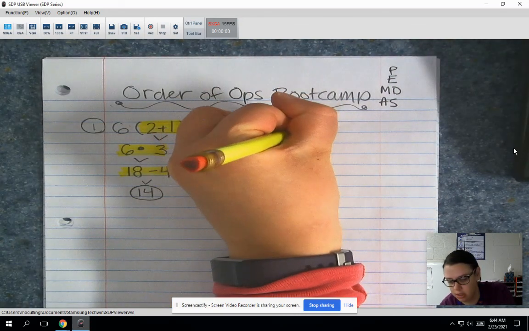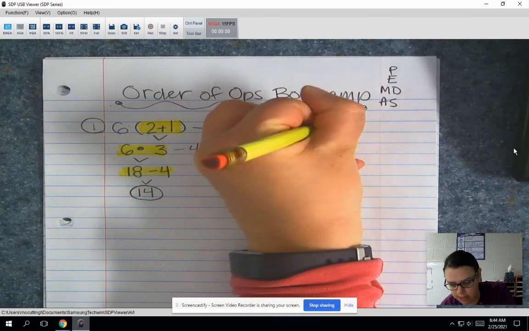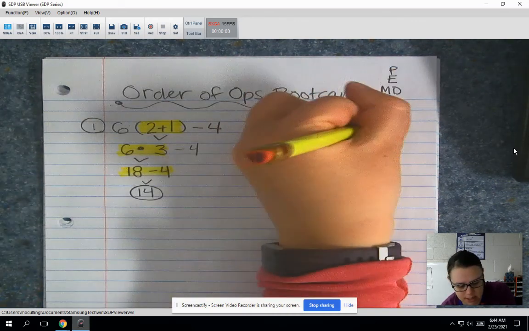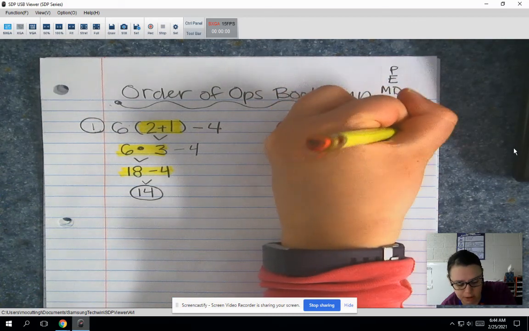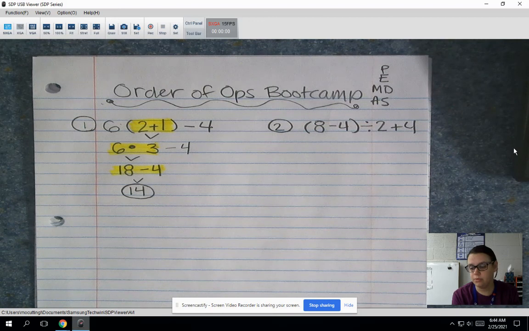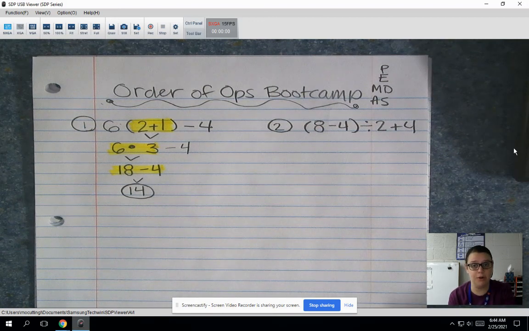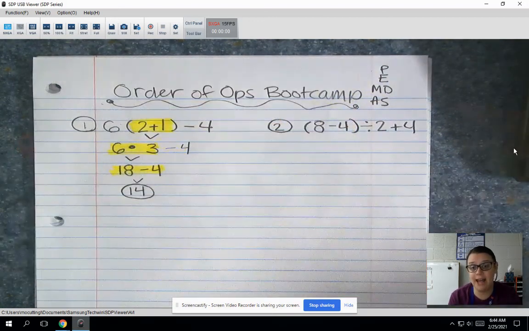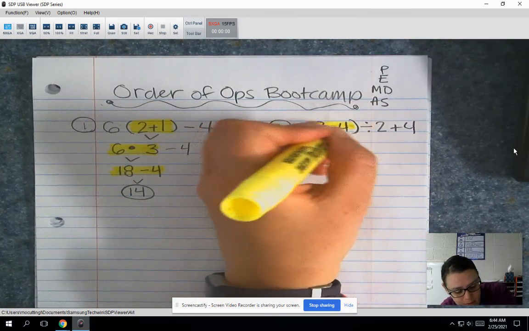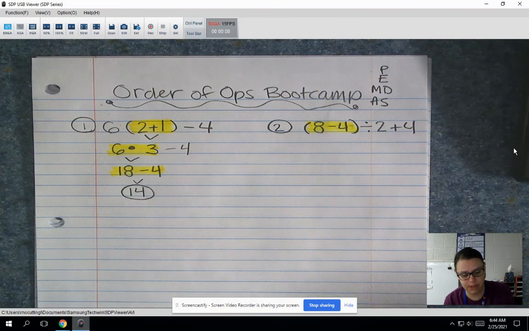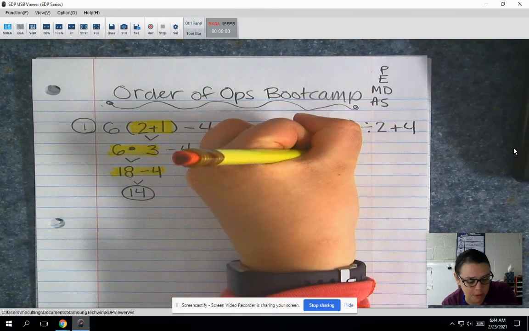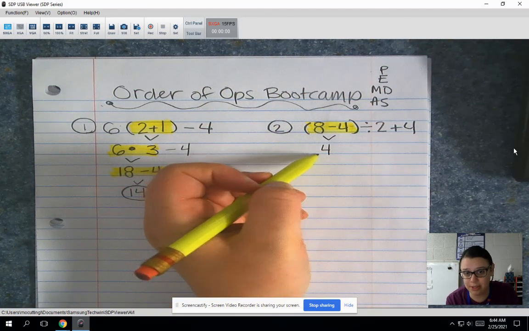Number 2, parenthesis, 8 minus 4, close that parenthesis, divided by 2 plus 4. All right, so I go to my order. Parentheses first. I have parentheses, so I'm going to highlight that. That's my one step I'm going to start with. 8 minus 4, that becomes an answer. That's 4. I busted out of parentheses once I answer that.